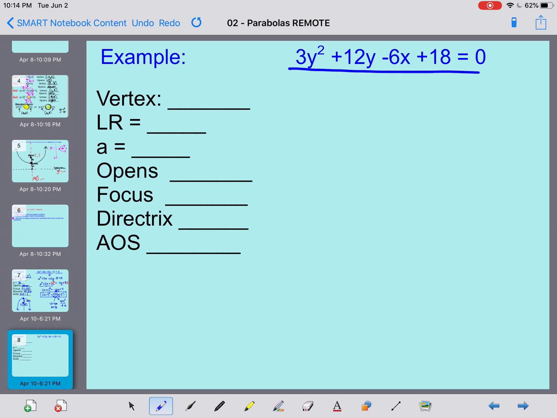First thing we're going to do is divide everything by 3 because we can't have that 3 there. So this would be y squared... hold on a second. On my paper, I'm looking at the wrong thing. All right, let's just go through it. I'm looking at the wrong thing in front of me right now. So plus 4y minus 2x plus 6 equals 0.